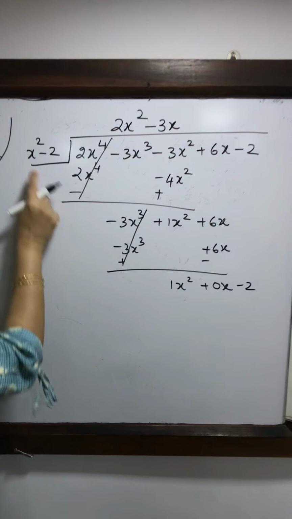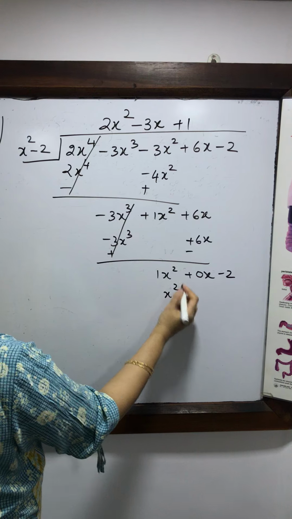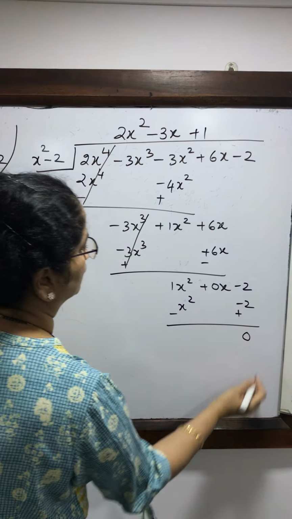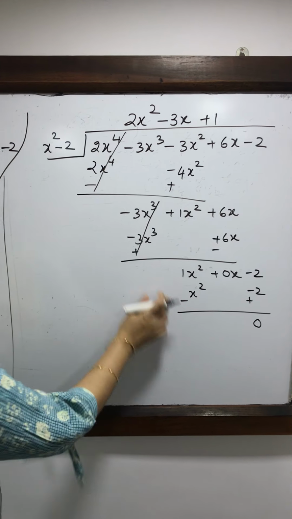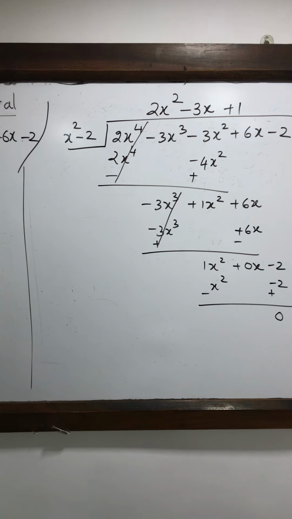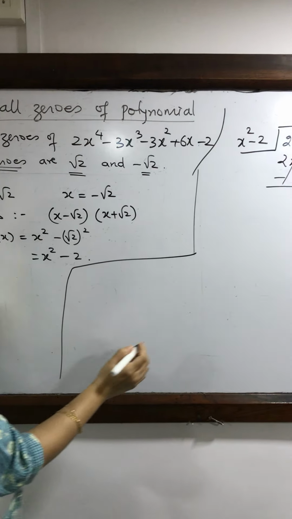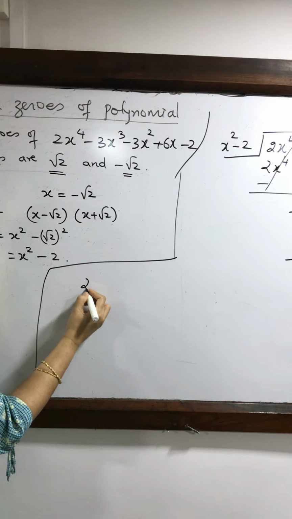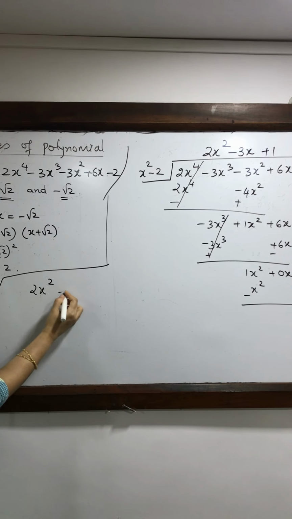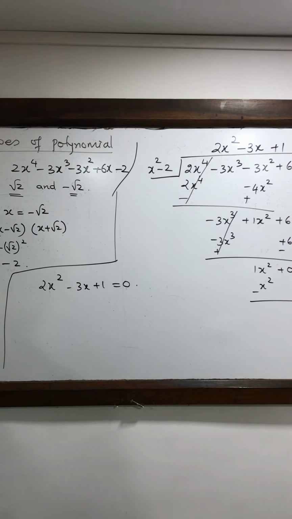The last term, if I have to find, we divide these two values, and that is plus 1. So that's x square minus 2. Change sign, remainder 0. That means this is a factor of this dividend. But we are told to find all zeros. So what we are going to do now is factorize the quotient. So we'll write 2x raised to 2, this is the quotient, minus 3x plus 1 equated to 0.